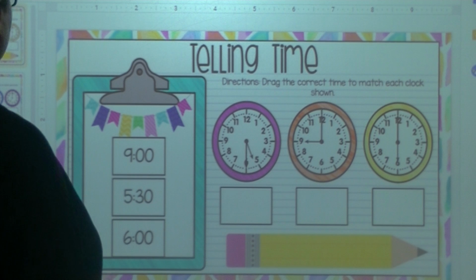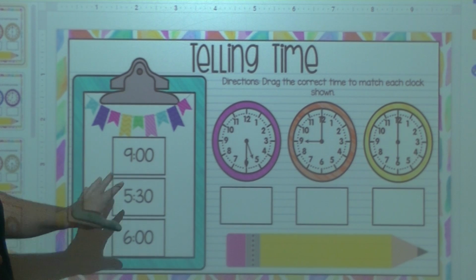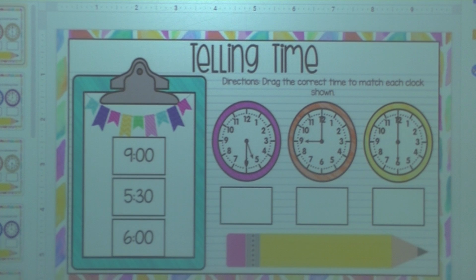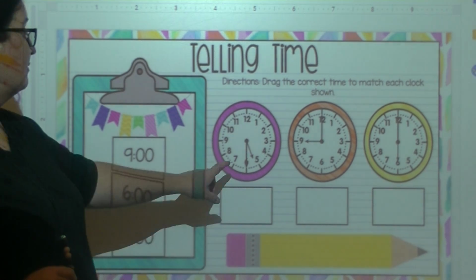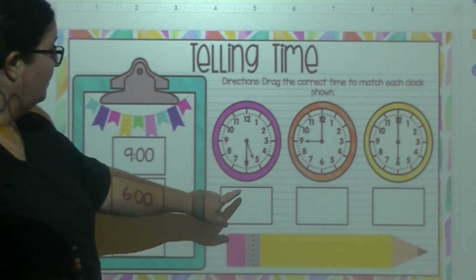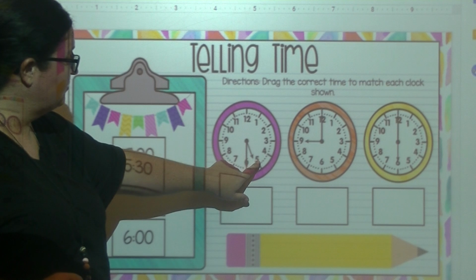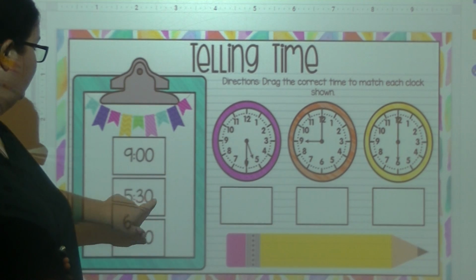Okay, guys, we're going to review time to the hour and half hour today. So this was some work that you did yesterday as independent practice, and then we're going to do some more together as practice. All right, so this one we did together on the front. We are between the 5 and the 6, so it's 5:30.